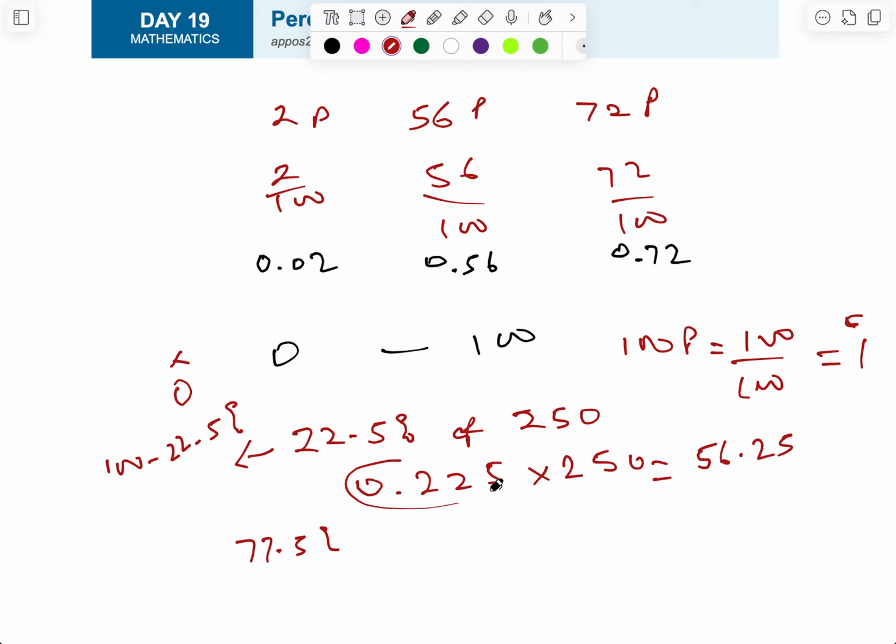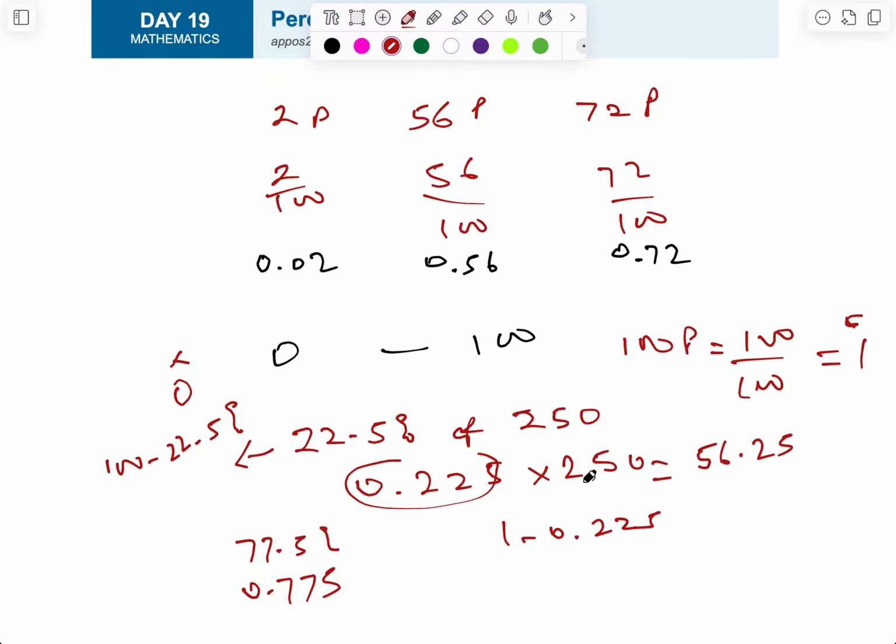Or you could also say 1 minus 0.225. Because 77.5% is the same thing as 0.775, and if you do 1 minus 0.225, it will also give you 0.775. So instead of calculating what is not needed to get what you need, you might just skip the step. The whole 250 is the 100%. So if I'm removing 22.5% there, what will I have left? I can just do the subtraction with the percentage and multiply it with the whole thing, and I'll be able to get the part that I need.